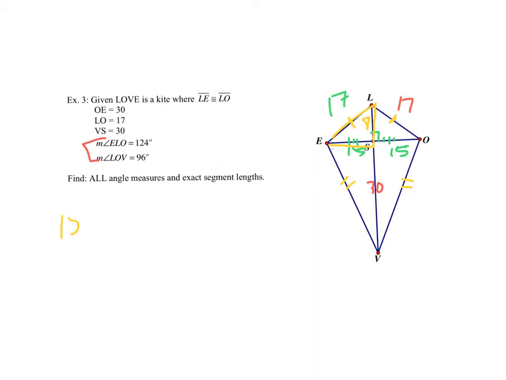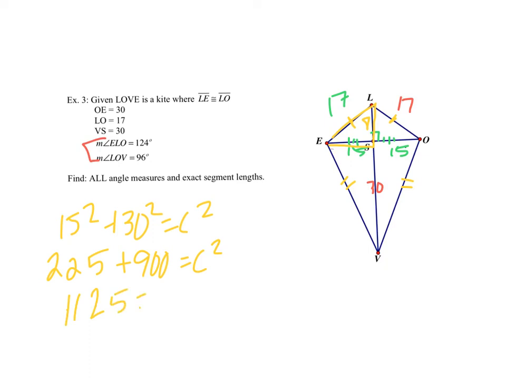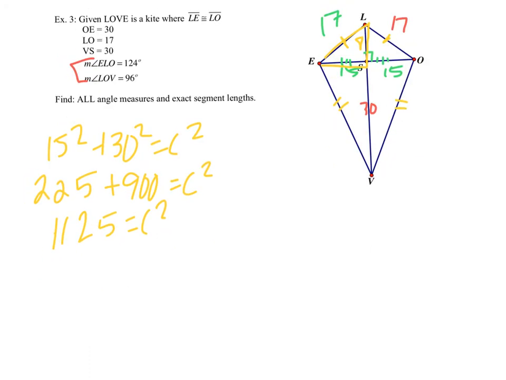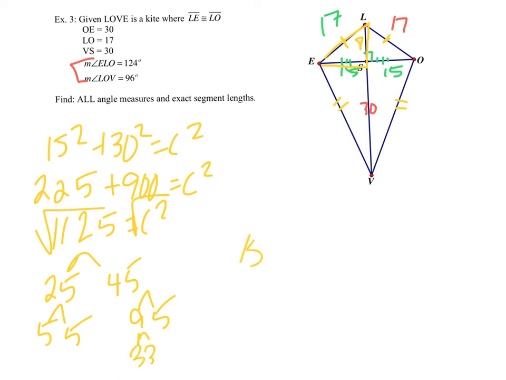So we've got 15 squared plus 30 squared equals c squared. This is 1125. When I break this down, I know that's divisible by 25, 25 and 45. So this is going to be 15 square root 5 for those other two sides.